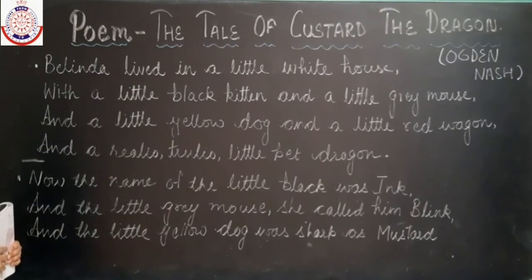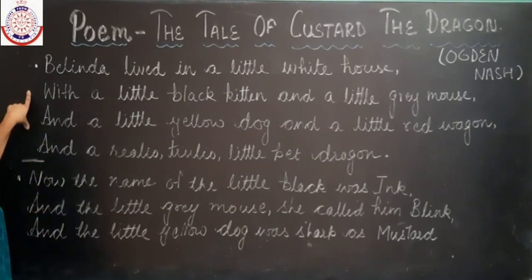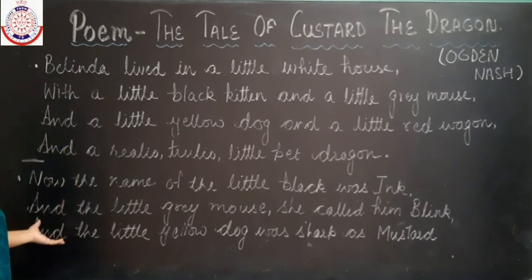Now let us discuss the poetic devices which have been used in this first stanza. The poem is simple, it is very easy to understand, but so many poetic devices have been used in this poem. Now first one, let's see.